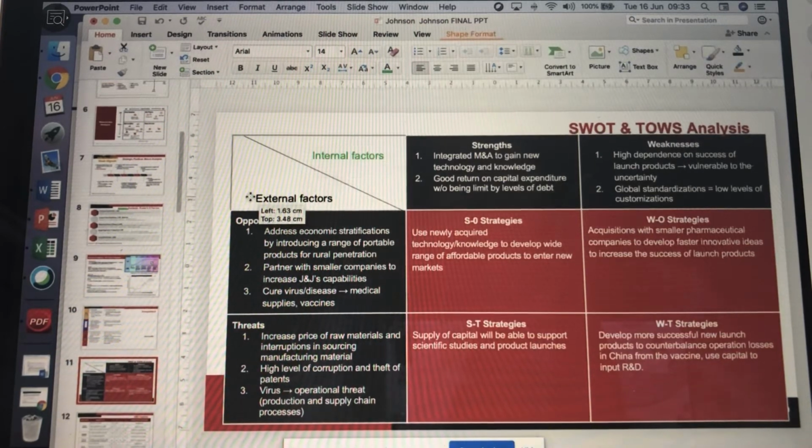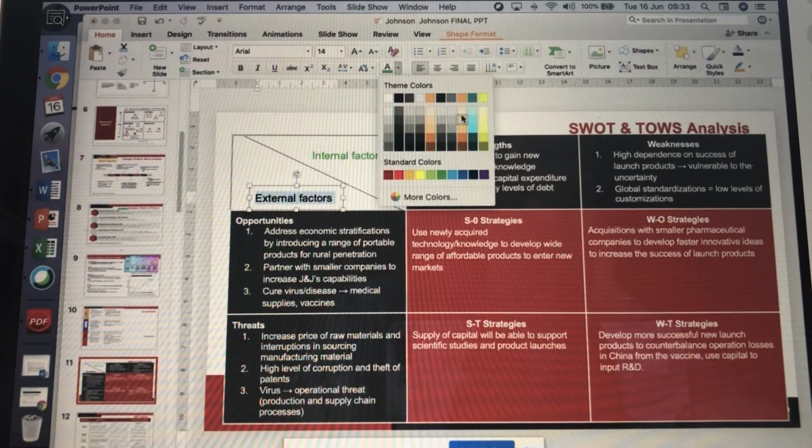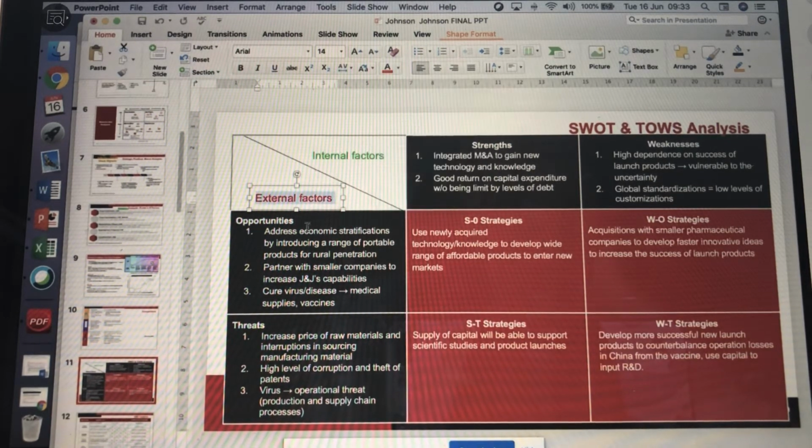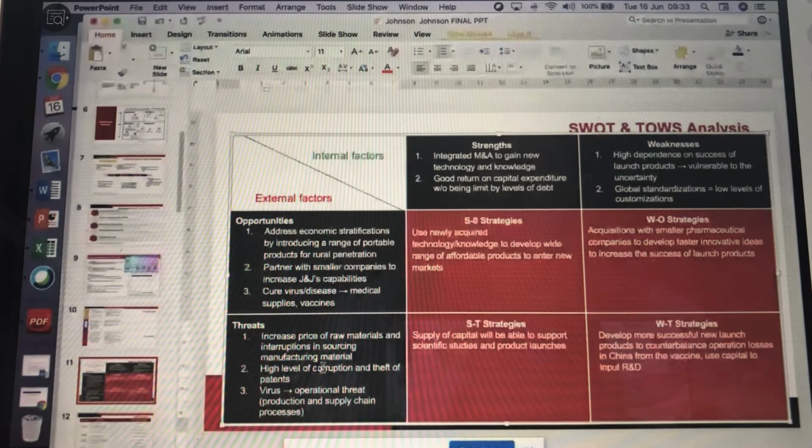This is outside of your business. Okay. So there is nothing to do with items like a brand or things like this. It has to do with your external economic environment. Okay. You can see here, virus is an operational threat, corruption and theft. This is outside your business, okay? Increase in the price of raw materials.